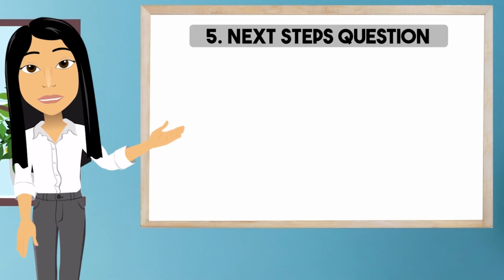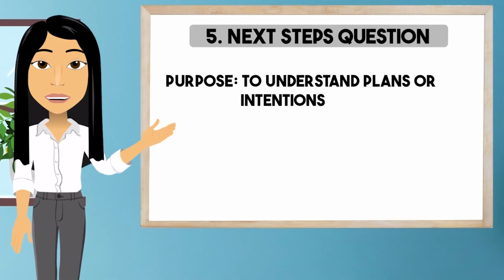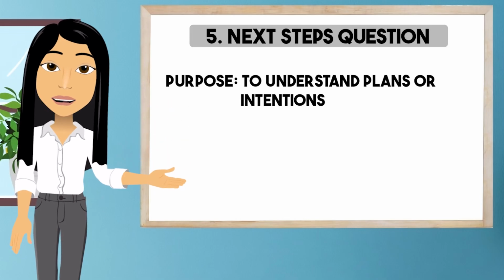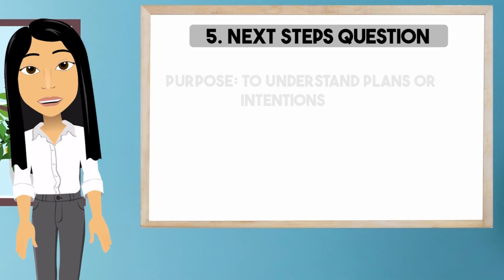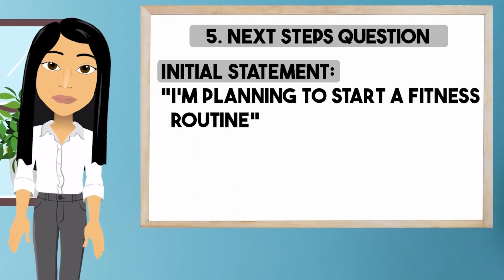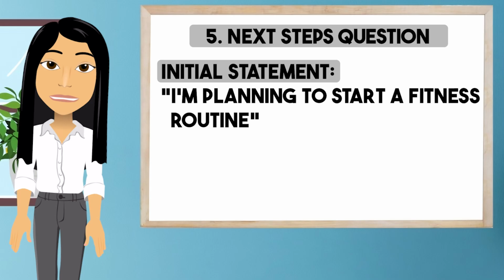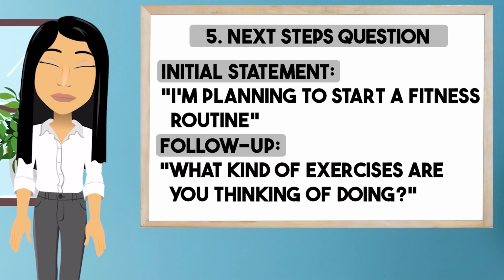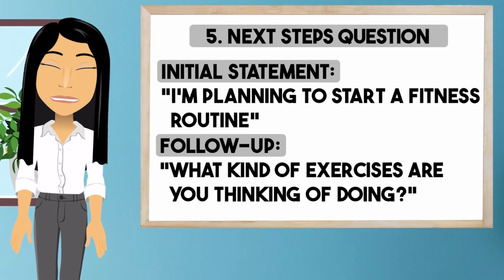Fifth, next steps question. Purpose: to understand plans or intentions. Example. Initial statement: I'm planning to start a fitness routine. Follow-up: What kind of exercises are you thinking of doing?